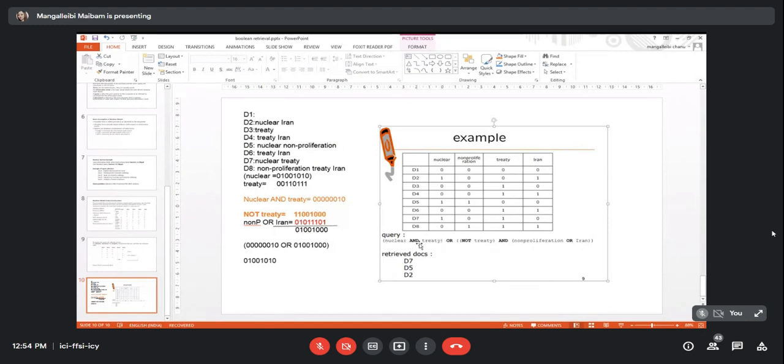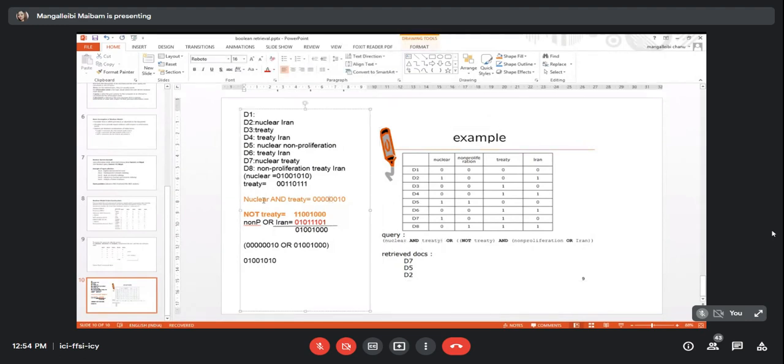So, nuclear and treaty and operation. The first AND operation we have done here. For nuclear, the Boolean expression is this one. For treaty, the Boolean expression is this one. In this example, they have taken only nuclear, non-proliferation, treaty, and Iran. So 1, 2, 3, and 4. Okay, correct.